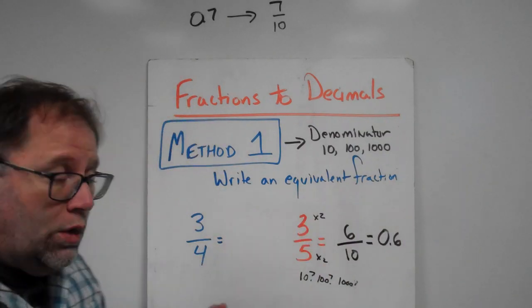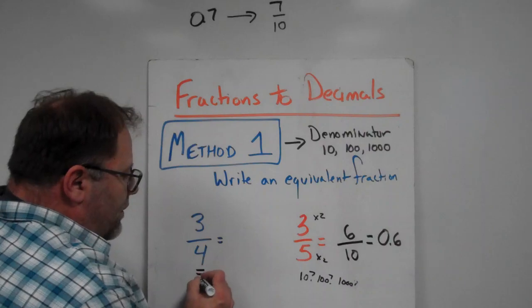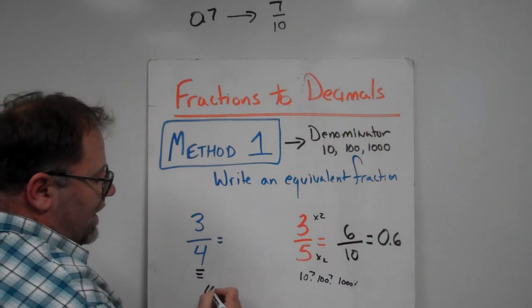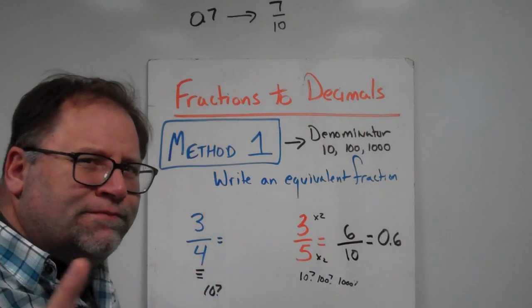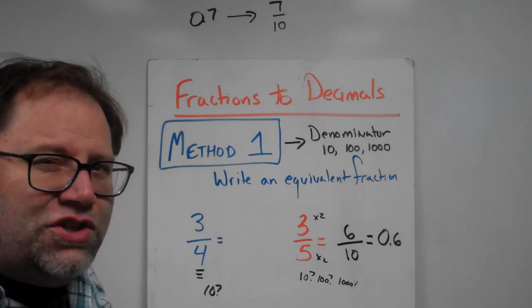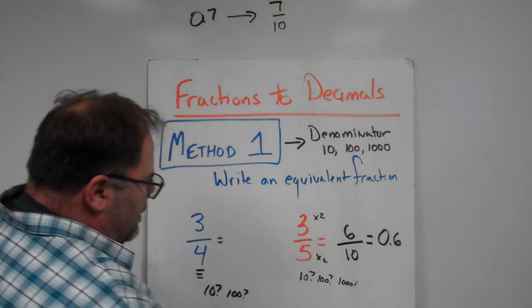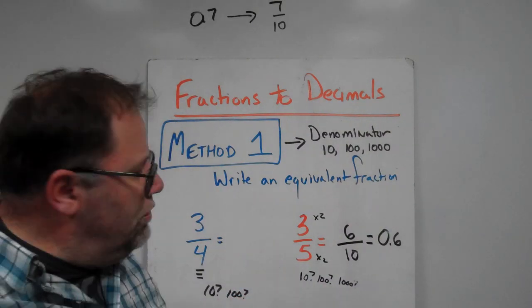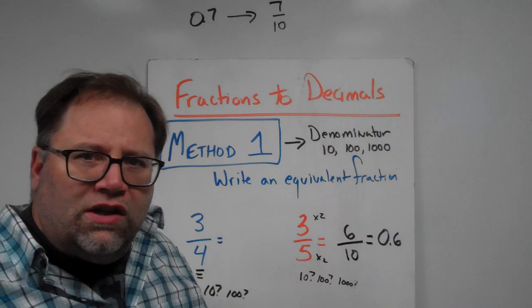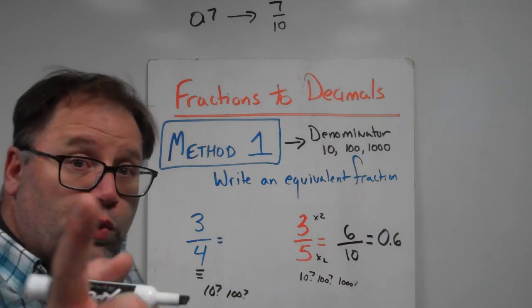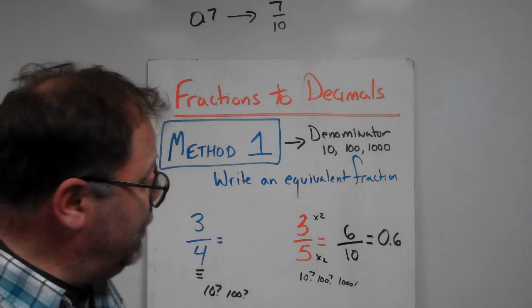Now let's go over to this one. Now I've got a 4. Is a 4 going to get me to a 10? Not well. It's just like a 2.5, but we're not going to use a 2.5. Does it get me to 100? This is where that money math matters. So 4 times what could get us to 100? 25. There's 4 quarters in a dollar.